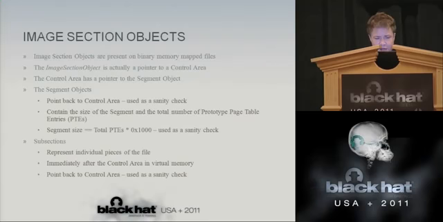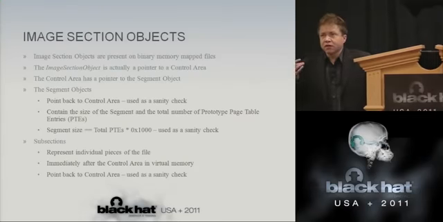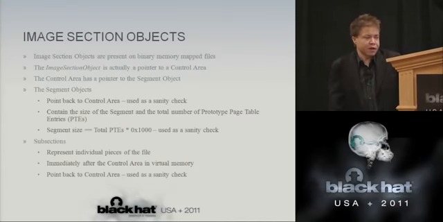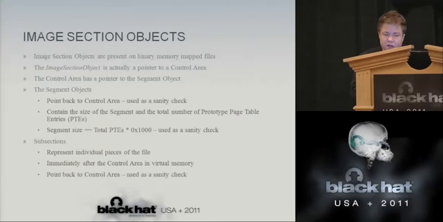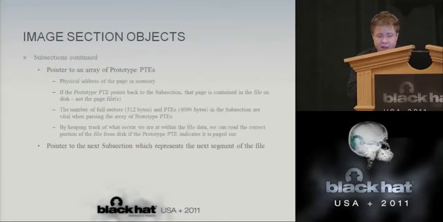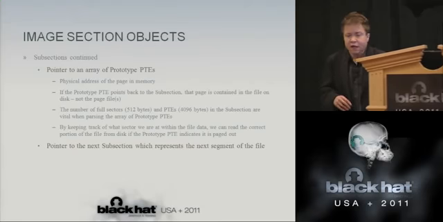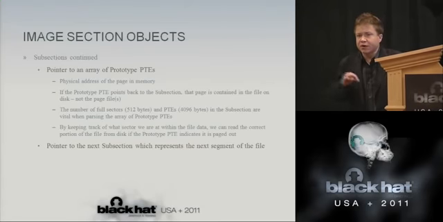We found that the subsections are immediately after the control area in physical or in virtual memory that you then translate into physical memory. So that's how you find the first subsection. The subsection is going to contain a pointer back to the control area, so you can use that again as a sanity check. Jump to the last bullet there. Every subsection contains a pointer to the next subsection. So once you find one of these things, you can walk the list to find all of them that represent the file in question.